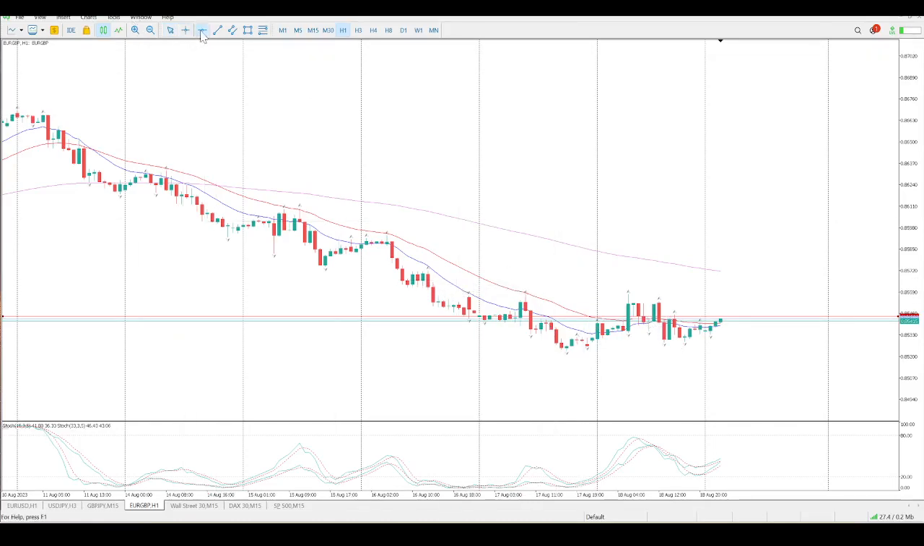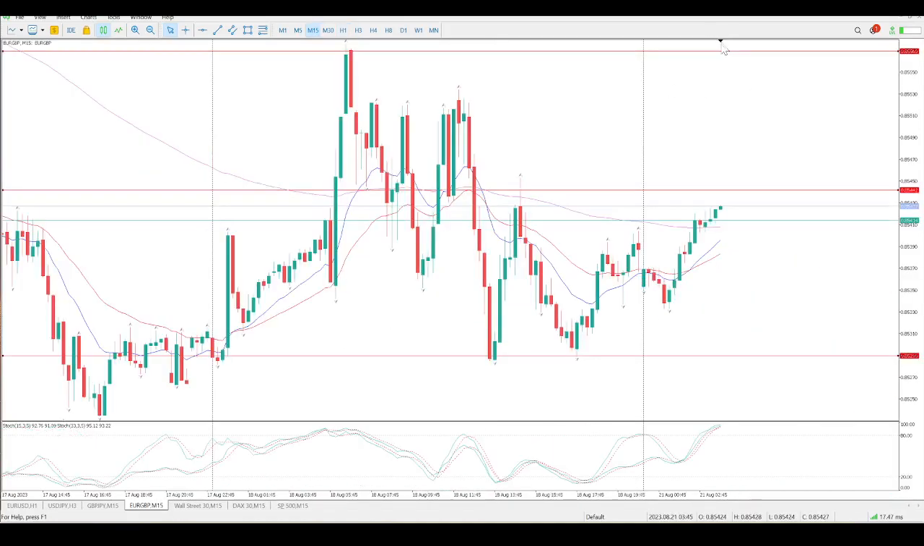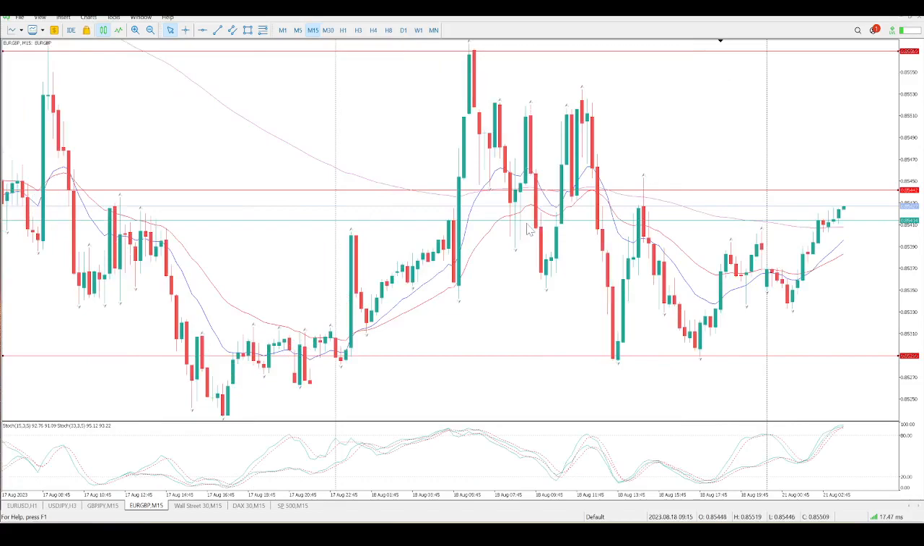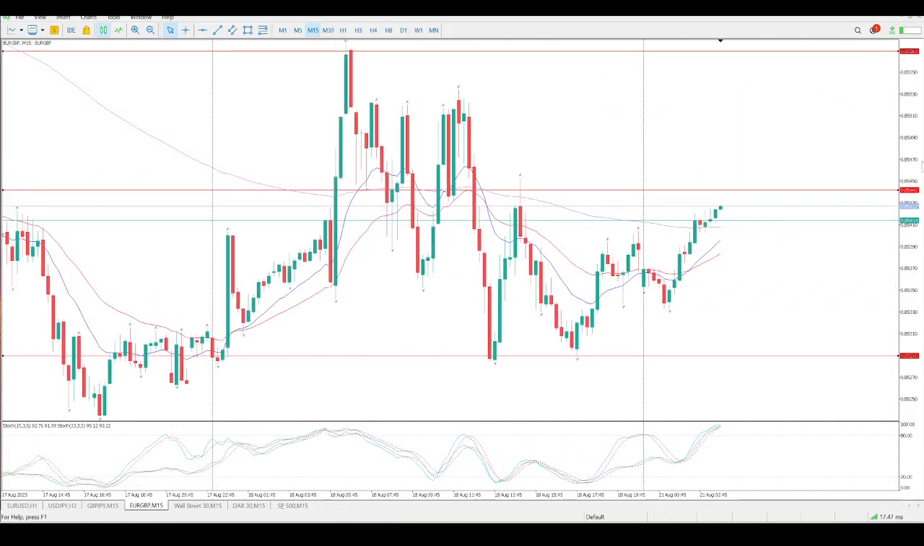So for now, longs would come into play above this area here, and that is 0.85569, and then shorts really only come into play below the low of Friday, which is 0.85290. So for now, it is range bound. It is dangerous. It's not something that I want to be trading anyway. And if you look at this on the 50-minute, you will see why. Above moving averages, below, above, below, above, below, above, below. There is nothing here that entices me to put my money in this.